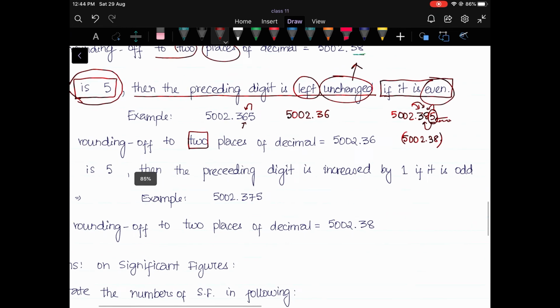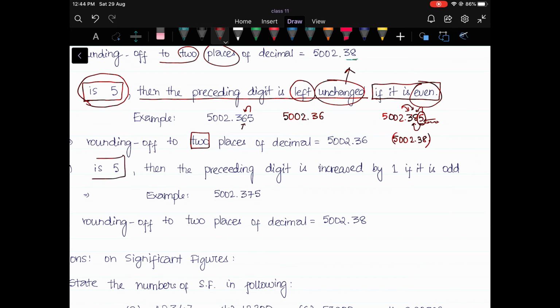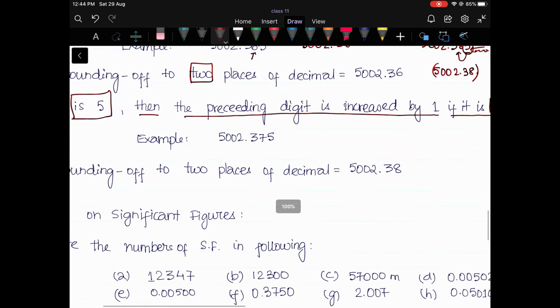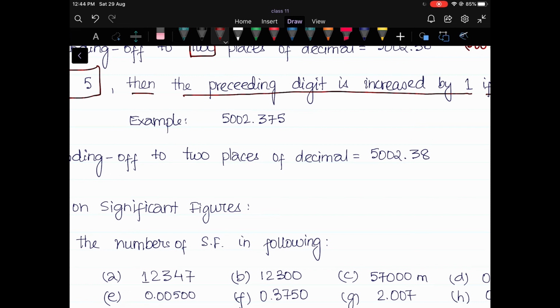Next, just the opposite of that, if the digit to be dropped is 5, then the preceding digit is increased by 1 if the preceding digit is odd. So suppose we have almost the same example. Suppose this is the 5 I want to drop. So we have 5002.37. So this number before this 5, which has to be dropped, is clearly an odd number, and the rule says if this number is odd, we should always round it off to one increased value of it. That means we will get now 38.